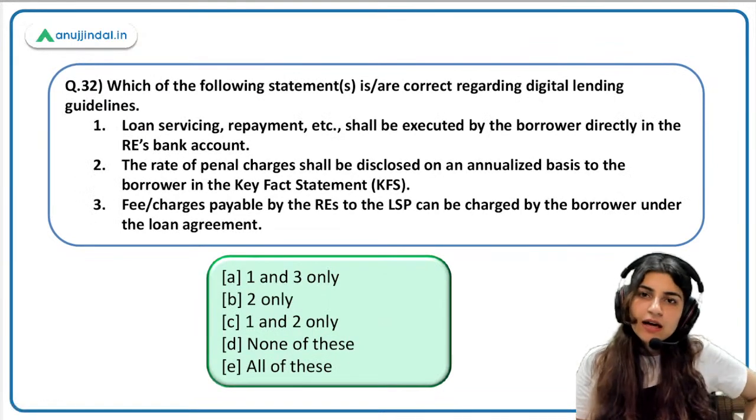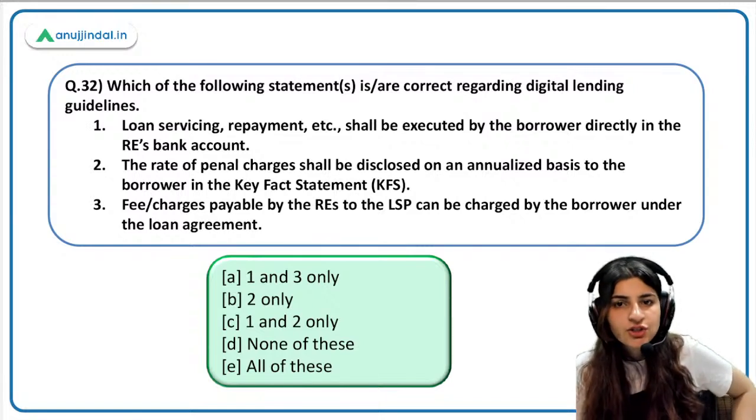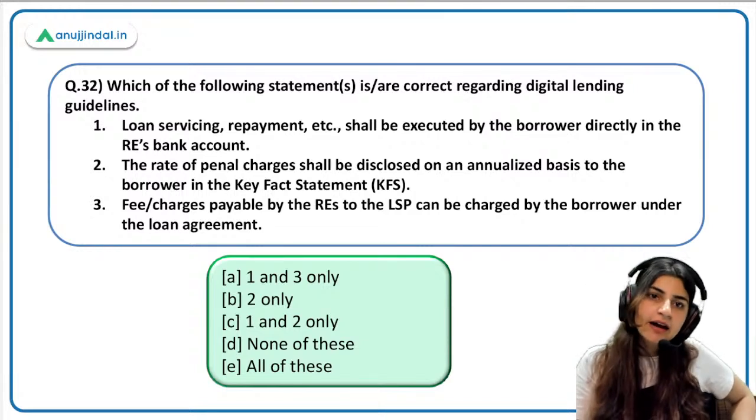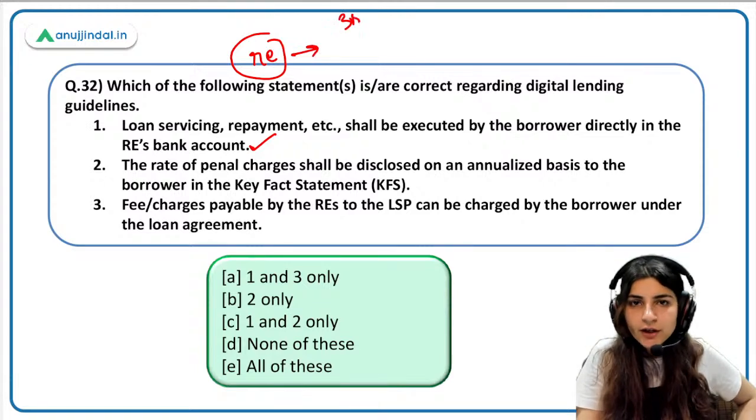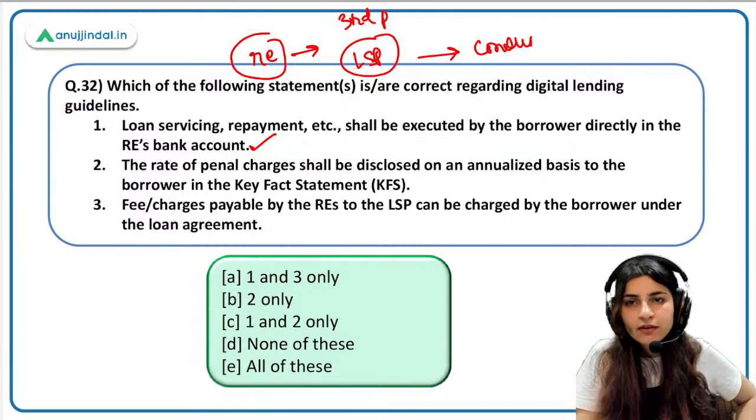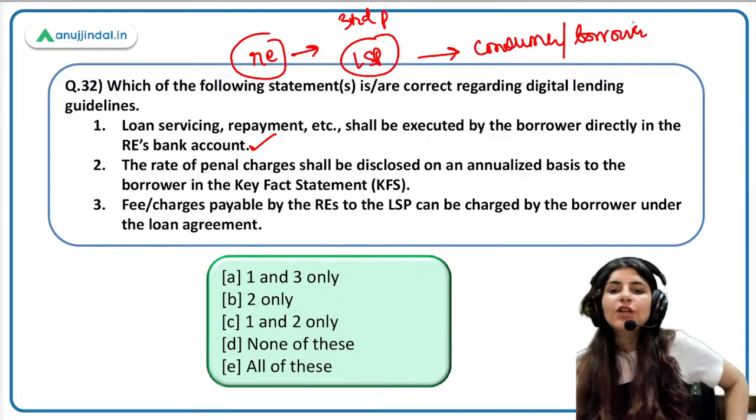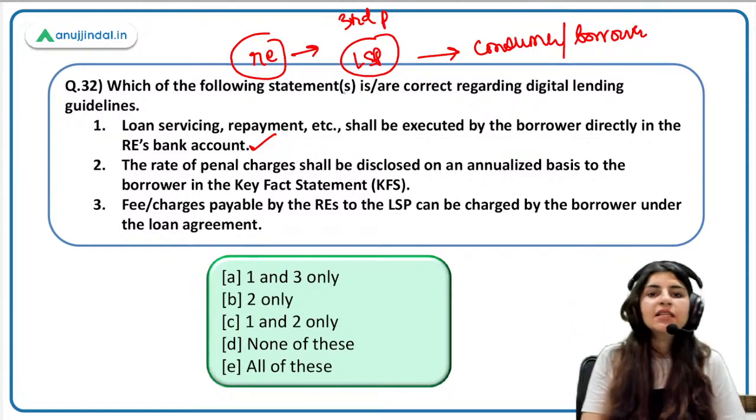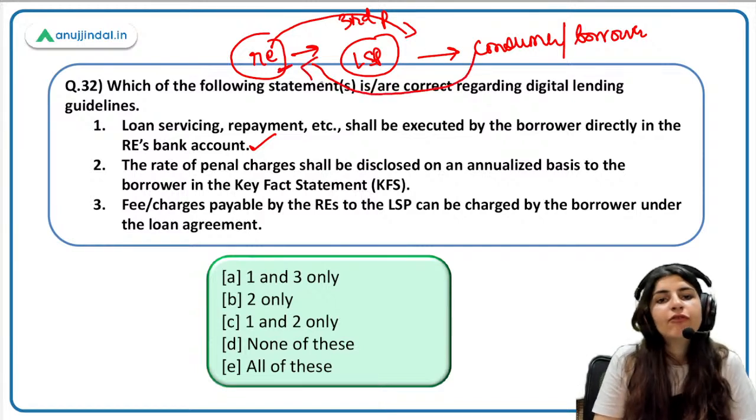Which of the following statements are correct regarding digital lending guidelines? Again, loan servicing repayment shall be executed by the borrower directly in the RE's account. What is RE? RE is a regulated entity here. Like I said, एक third party involved होती है, lending service provider, and they provide loans to the borrowers through a third party. So now loan servicing or repayment shall be executed by the borrower directly in the RE's bank account. That is correct. So any amount will be transferred to the consumer from the RE, and जो भी the payment will be received by RE.